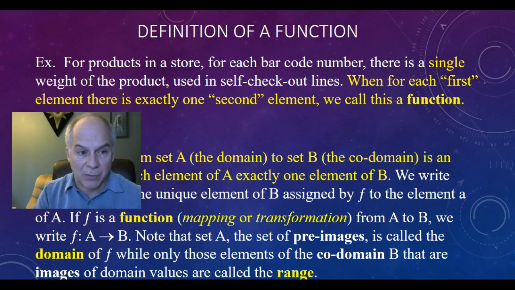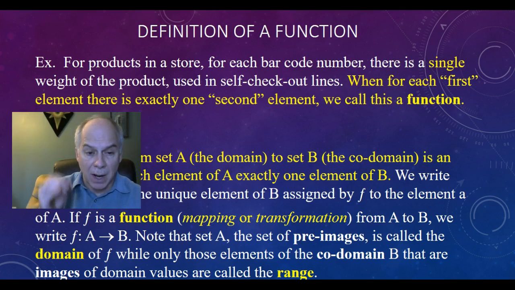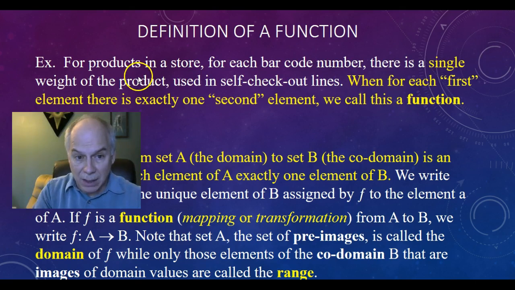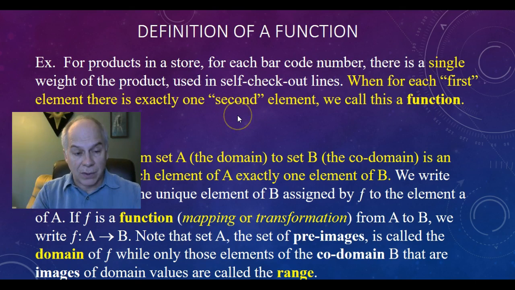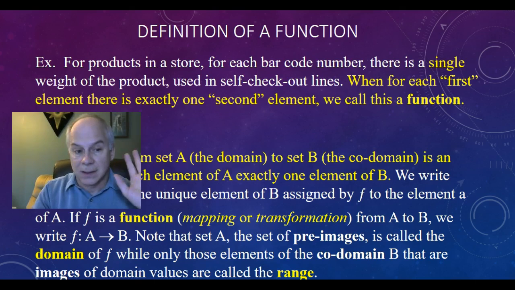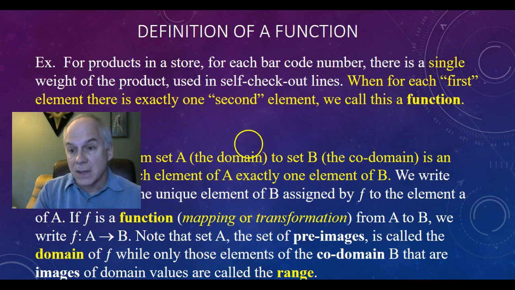Function. Let's look at an example first. For products in a store, for each barcode number of the product, there's a single weight of the product, right? It's used in those self-checkout lines. So when you scan the barcode, you put it on the scale where the bags are, and if the weight is not correct, it signals that to the attendant. So it's true that for each barcode, there's exactly one weight. And that's what a function is, that for each first element, there's exactly one second element. So we call this a function, all right?